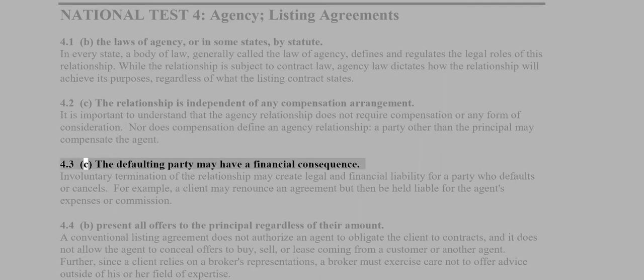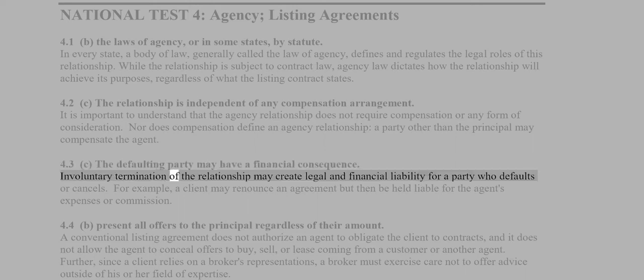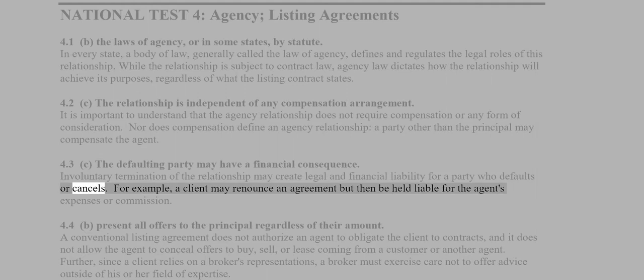4.3 c. The defaulting party may have a financial consequence. Involuntary termination of the relationship may create legal and financial liability for a party who defaults or cancels. For example, a client may renounce an agreement but then be held liable for the agent's expenses or commission.